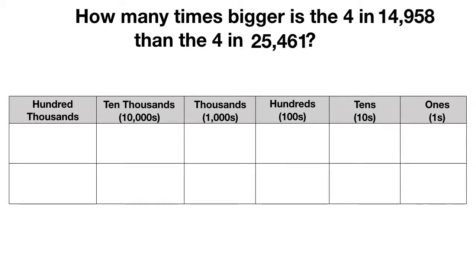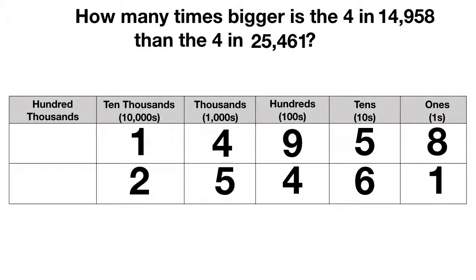Let's start with 14,958. We'll put our 8 in the 1s, 5 in the 10s, 9 hundreds, 4 thousands, 1 10,000. We'll do the same thing with 25,461. We'll put it in digit by digit.